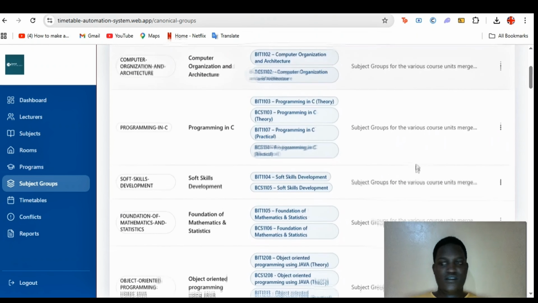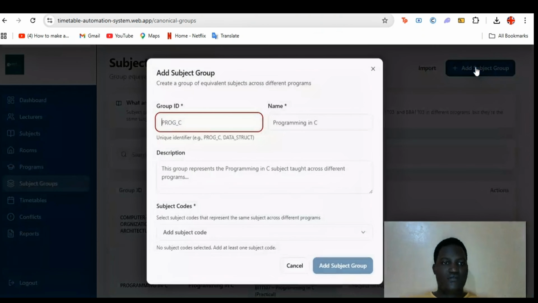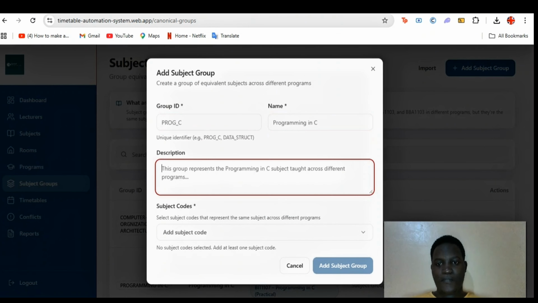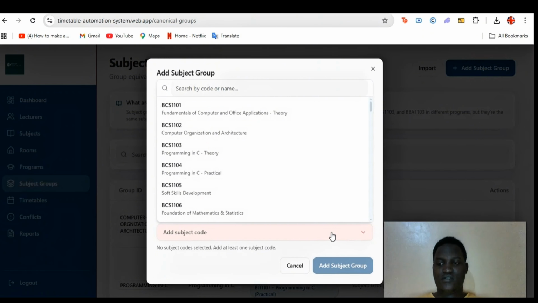And these are added similar to how we added all the other lecturers, rooms and subjects. So you just come and put in a group ID and put in a group name. So, for example, programming in C, you put a description. Let's say this group represents programming in C, subject taught across different programs, and then you come and add the different subject codes or course unit codes.